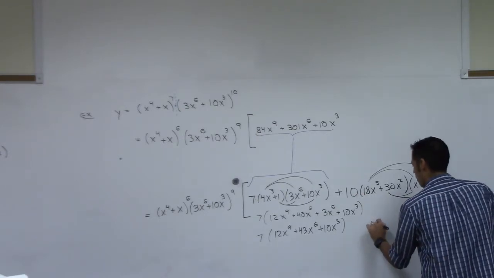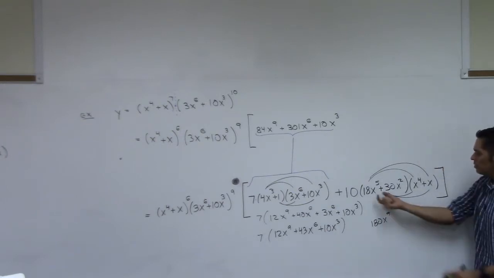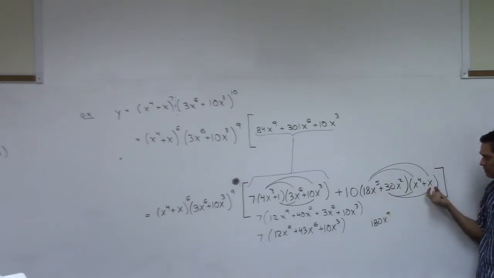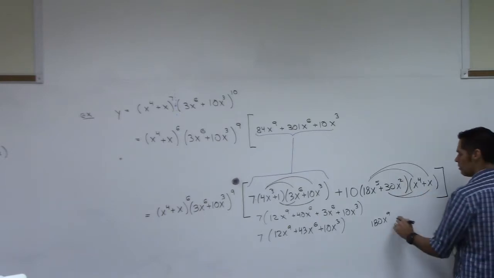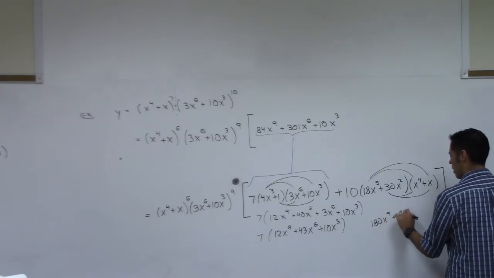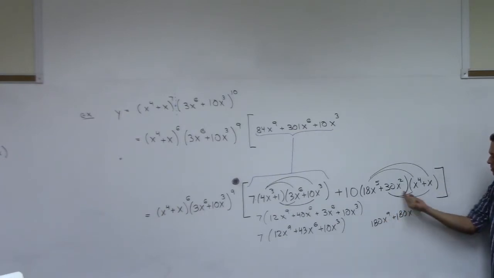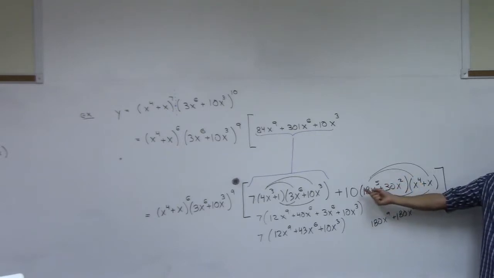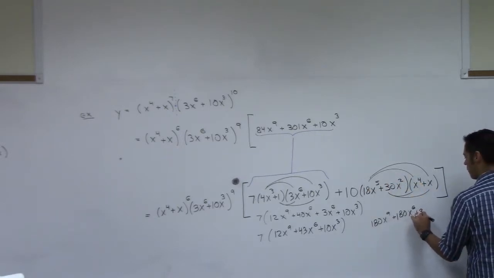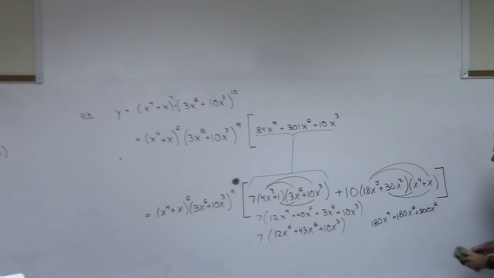Okay, I'm going to put that here. 180x to the 9th. Okay, the next multiplication is 18x to the 5th times x, which is 18x to the 6th, but I'm going to hit that with a 10. So 180x to the 6th. Now I do this middle one. 30x squared times x to the 4th is 30x to the 6th. Hit that with a 10. 300x to the 6th. And finally, 30x squared times x, 30x cubed, but hit that with a 10, so 300x cubed.